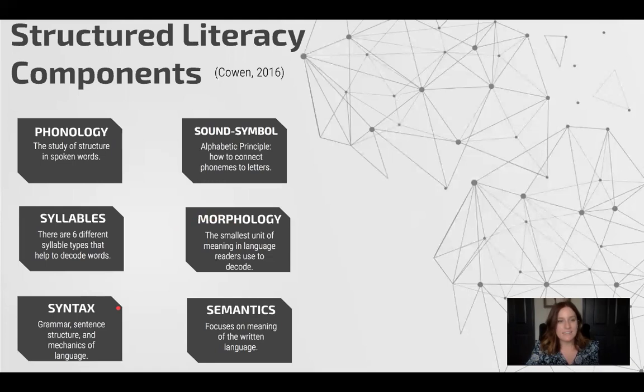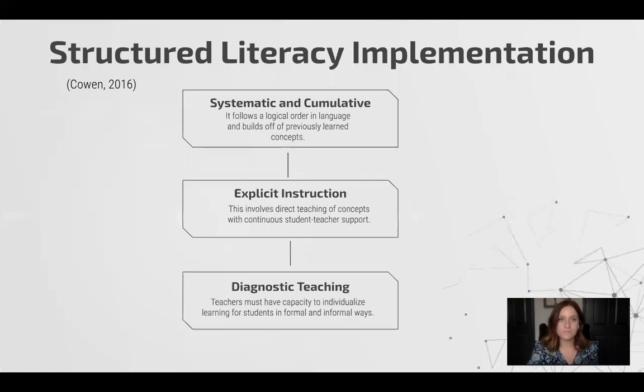Next, we have syntax. This is understanding grammar, sentence structure, and mechanics of language in order to be a proficient reader. And then the last part is semantics. So actually understanding that there's meaning in the written language.